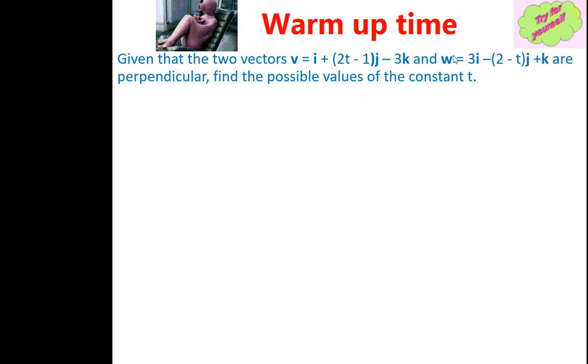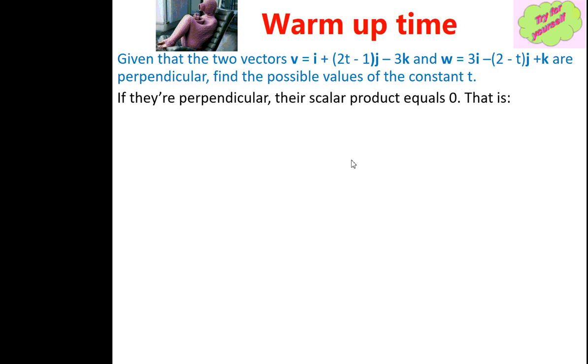That's right, if they're perpendicular, their scalar product equals 0. So what you can do is set up an equation for their scalar product, set it equal to 0, and solve it. Again, if it helps to rewrite these as column vectors, you can. You would write it as 1, 2t minus 1, and negative 3. This one you would write as 3, and then if you want, you could expand this, so you could do -2 plus t, and then 1. And then you would do that times that plus that times that plus that times that, if the perpendicular scalar product equals 0, that is.